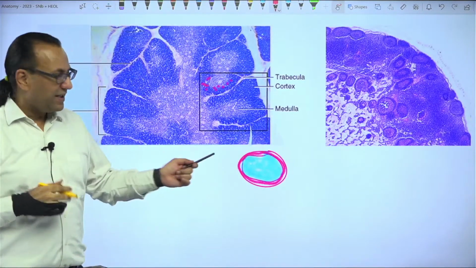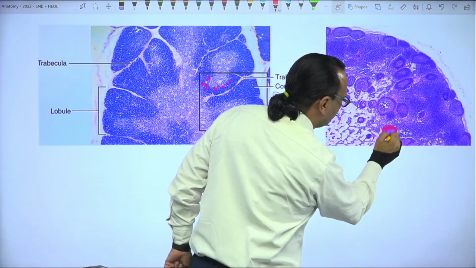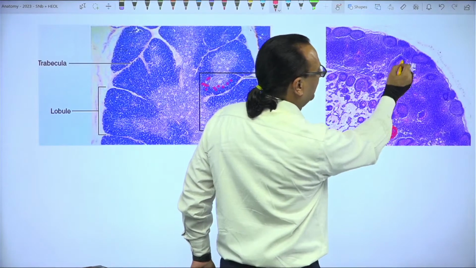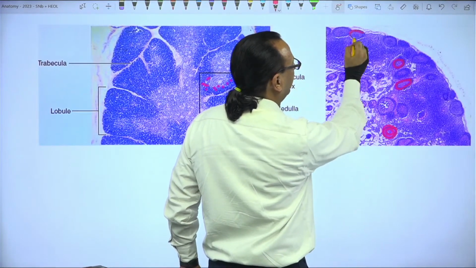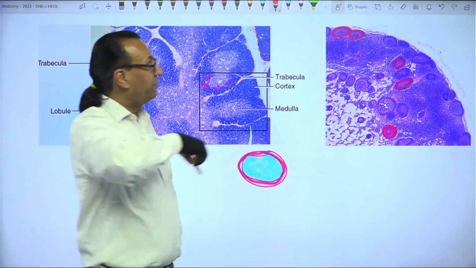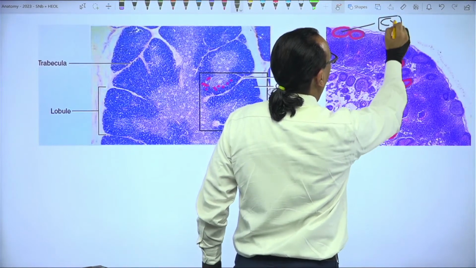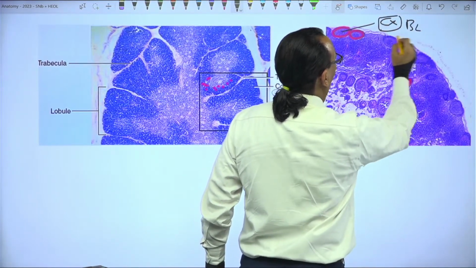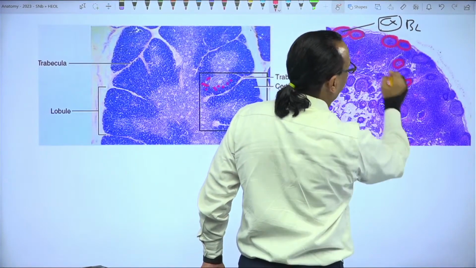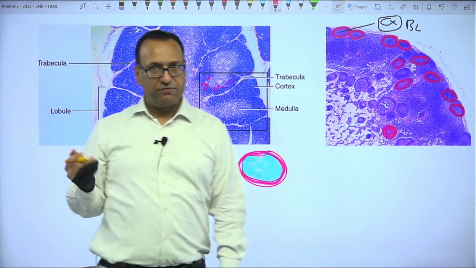But where is the lymphoid follicle? This is one lymphoid follicle. You see a darker peripheral area, then a pale area, darker area, pale area, and so on. This is actually a lymph node. In the lymph node there will be a cortex, and in the cortex you will have the B lymphocytes forming these lymphoid nodules. So these are lymphoid follicles or lymphoid nodules in the cortex of the lymph node.